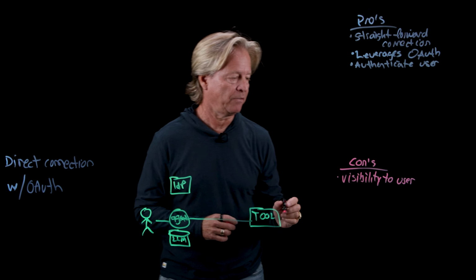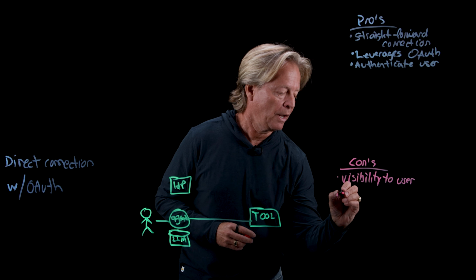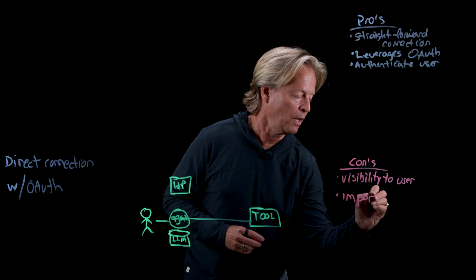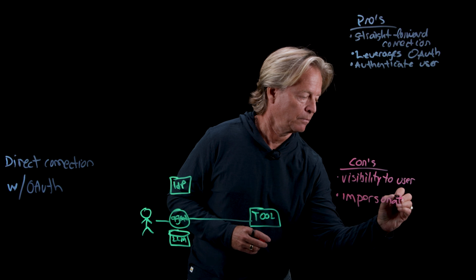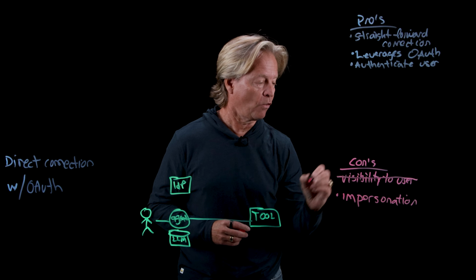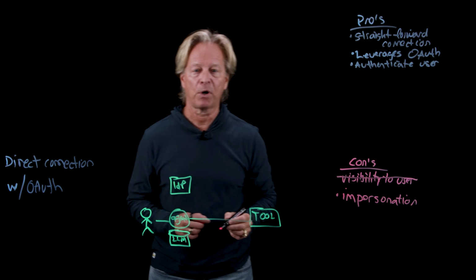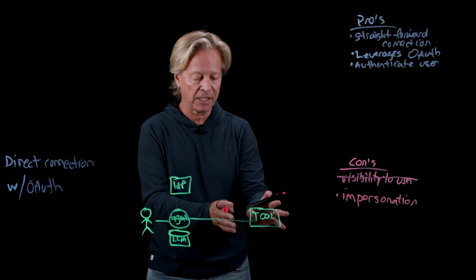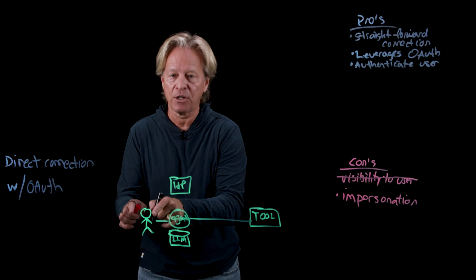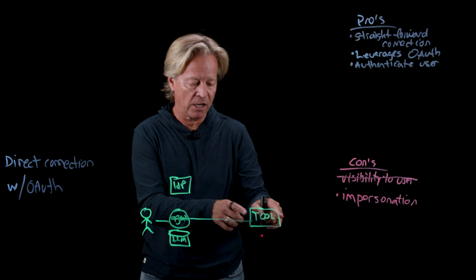Now we've added a little bit on top of what we did for pattern number 5. So what does this mean from a cons perspective? Well, one of the things now is that we've added impersonation. We've eliminated no visibility to the user, but now we're doing impersonation. So what does this mean? Well, basically, as far as the tool is concerned, it's seeing the user. The agent is really impersonating the user when it's interacting with the tool. So the tool has no visibility to the agent or what the agent is trying to do or what the agent is allowed to do. It really is impersonating the user.